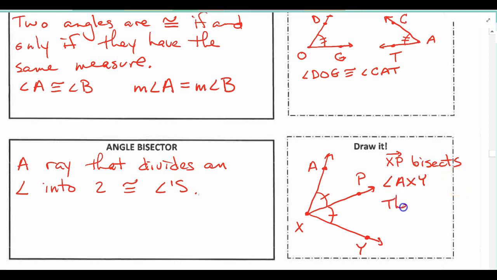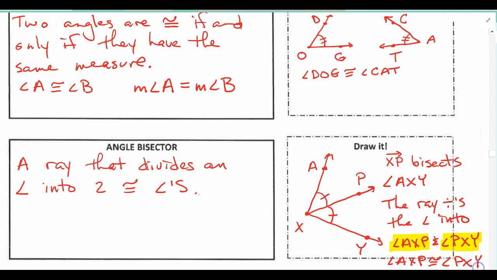Okay? The ray divides the angle into angle AXP and angle PXY. So these are the two angles that are going to be congruent. All right, so we could also say angle AXP is congruent to angle PXY. So angle bisector, again, a little bit more vocabulary for you, another important concept.